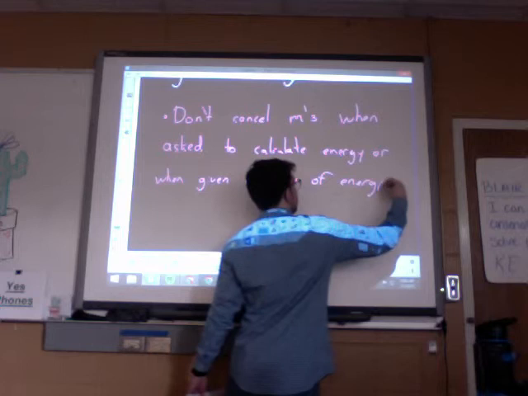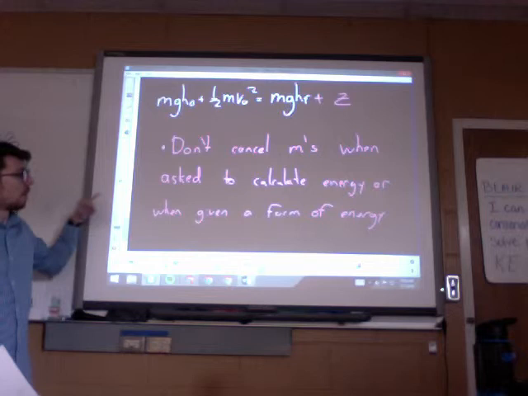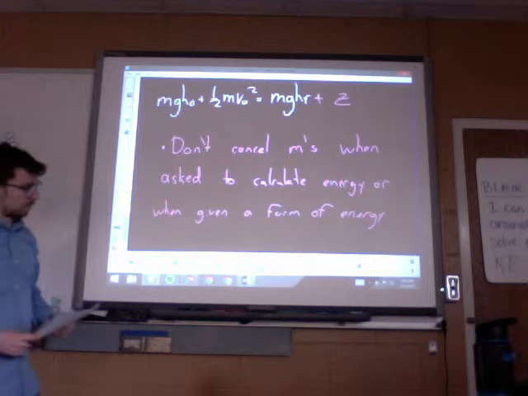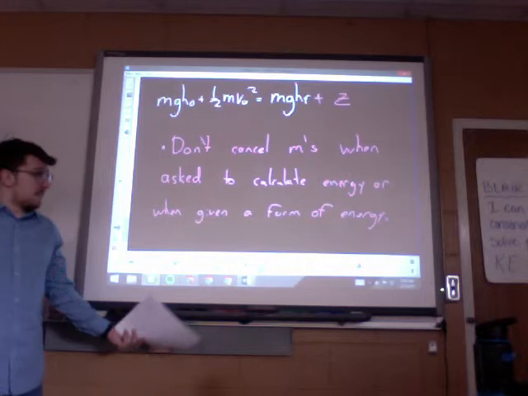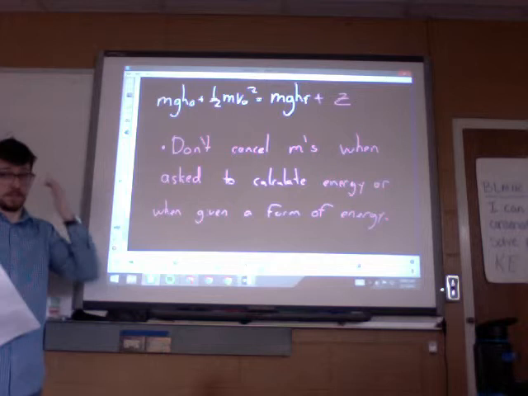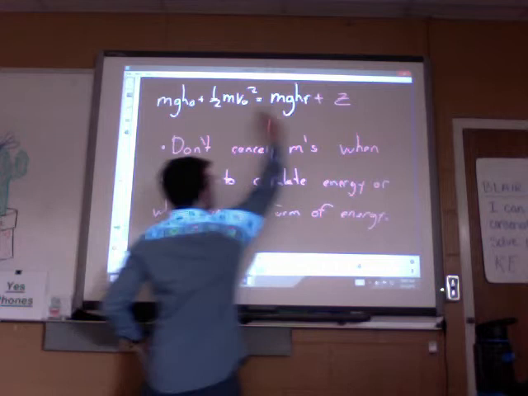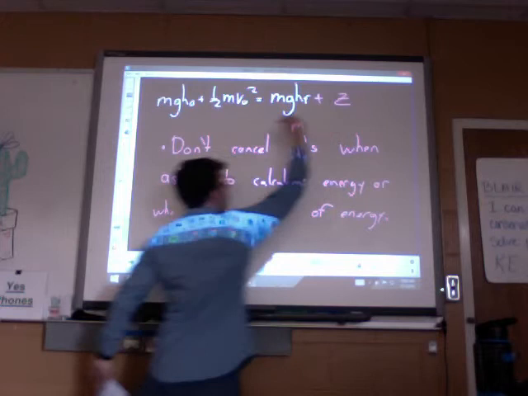I'm recycling. You know, I want to reuse them all day, saving trees. Okay, don't cancel the M's when you're asked to calculate energy, or when given a form of energy. That's how you know. And if you can't remember this, never cancel out the M's. If you don't know when to cancel out the M's, just never cancel them out, because you'll be fine. Like those last problems, we didn't need to cancel them out. So this whole equation, we're ready to plug our stuff in, but we'll keep that as EKF or something.